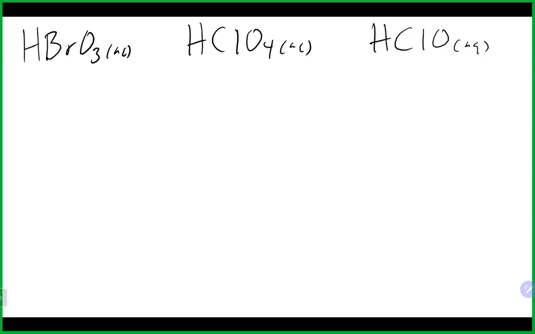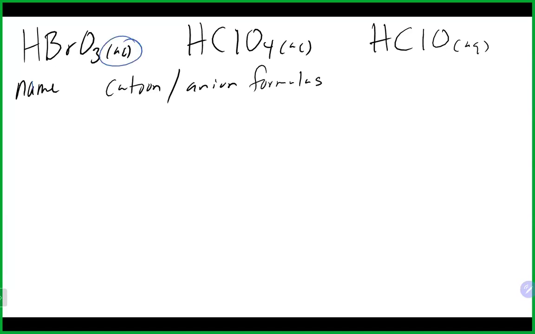All right, so for all three of these acids, what are the names? What is the cation and anion in each of them? Write the formula for each of them. We'll start here with the first one. This is an acid. I see a hydrogen, and I also see aqueous next to it, so that's a good sign it's an acid. I see oxygen as well, so I'm looking for my polyatomic ion, which is BrO3 minus.